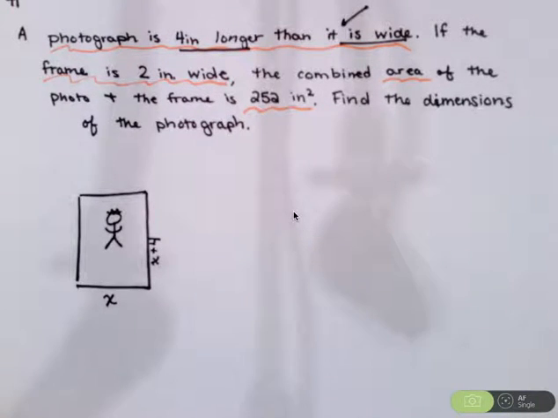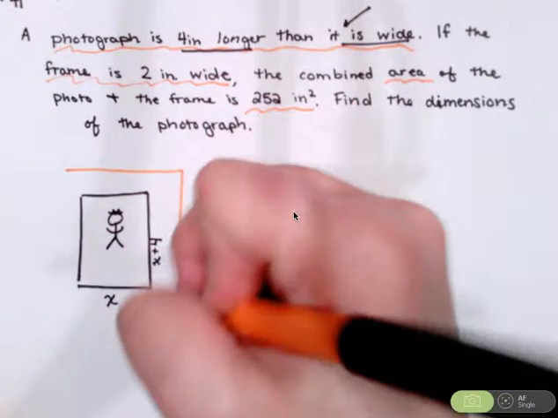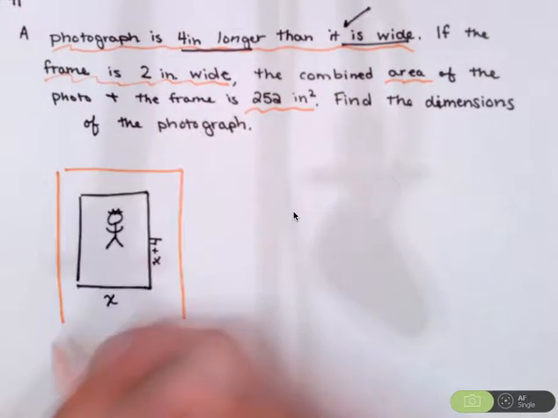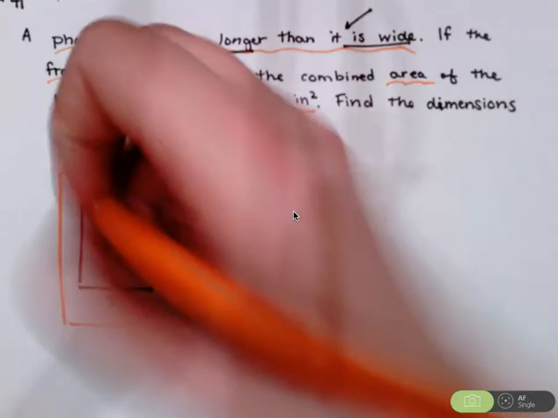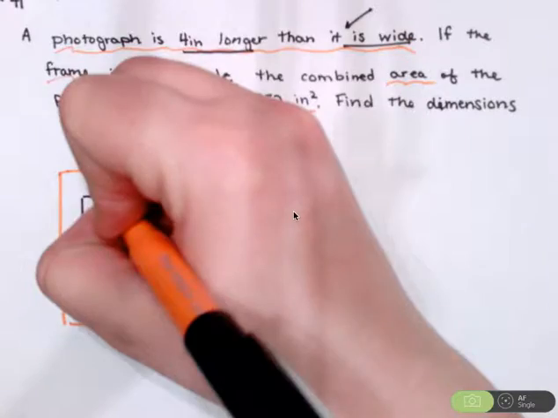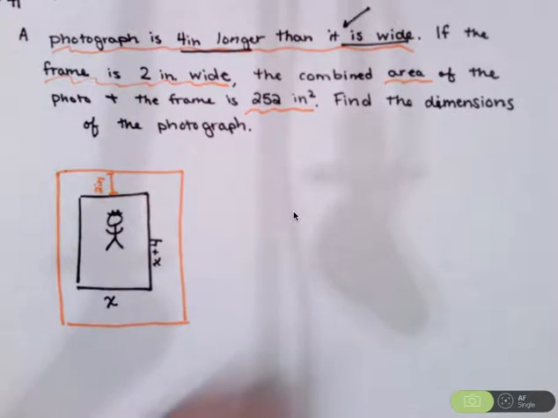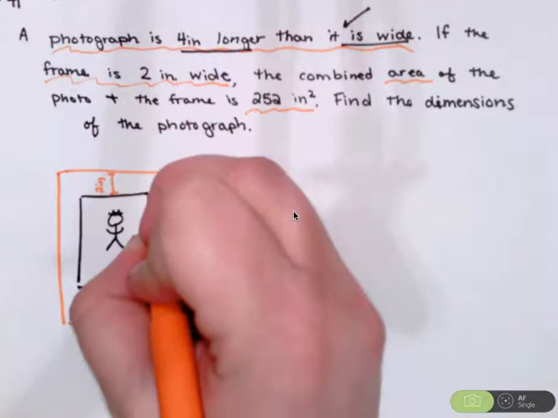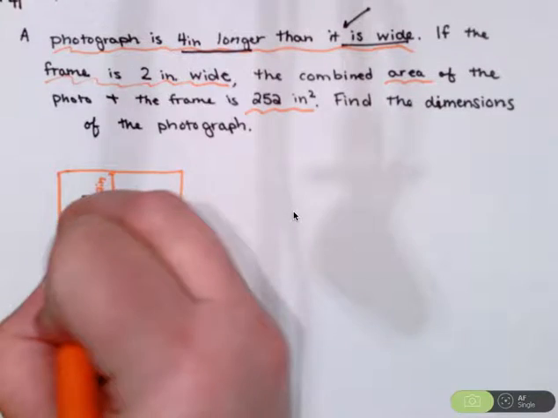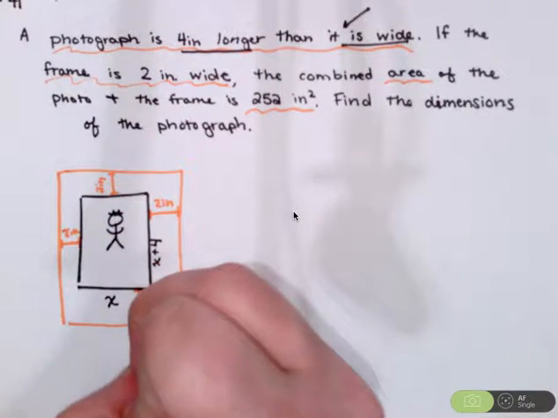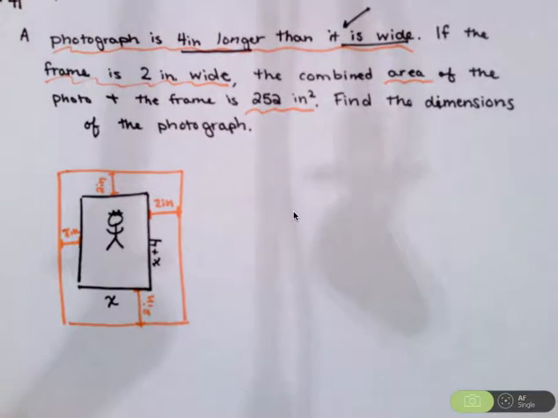Then we're told we are going to add a frame to it. A frame of a picture goes all the way around it, so I'm going to draw a frame. It says the frame is 2 inches wide. That means it's going to be 2 inches from the photo to the end of the frame. So it's 2 inches there, 2 inches here, 2 inches from here to here, and 2 inches from here to here, even though it's not drawn to scale. So that's my frame. That's the picture we're talking about.